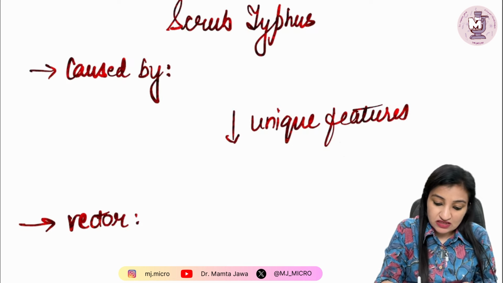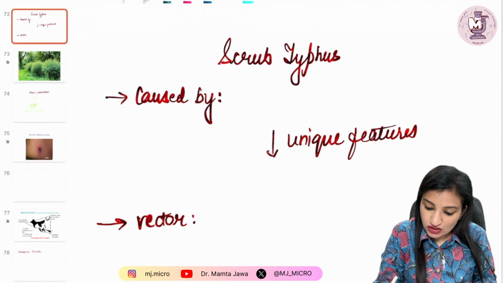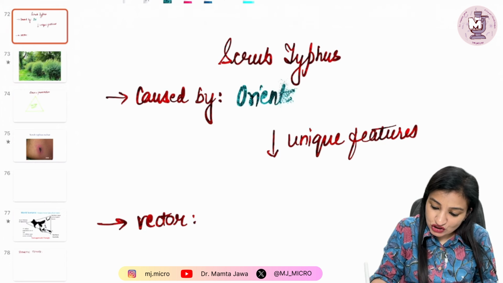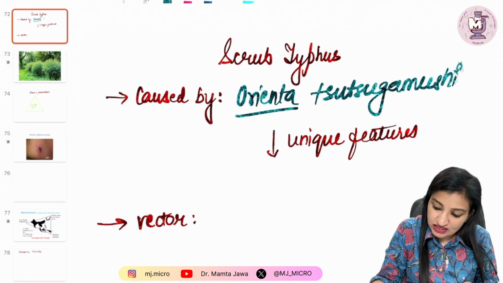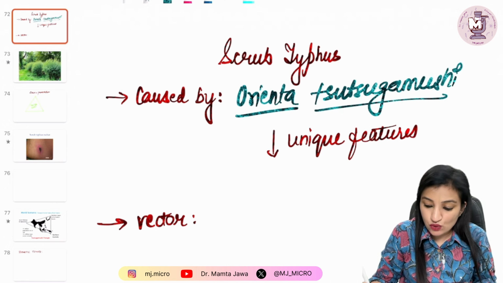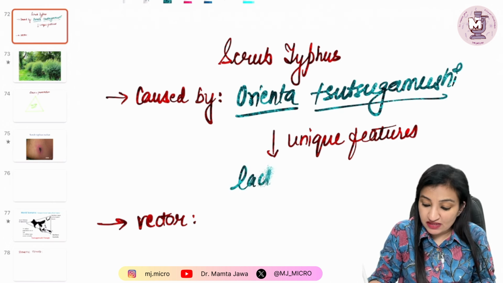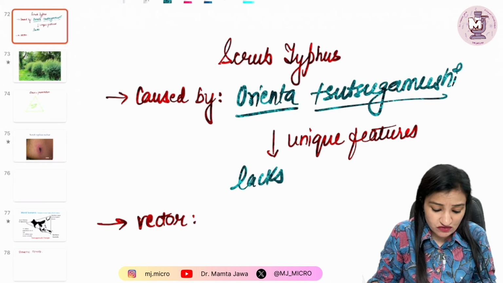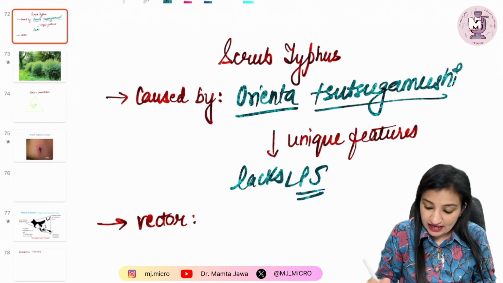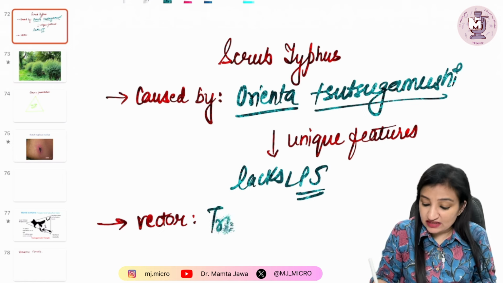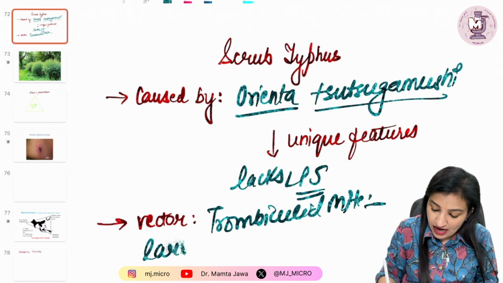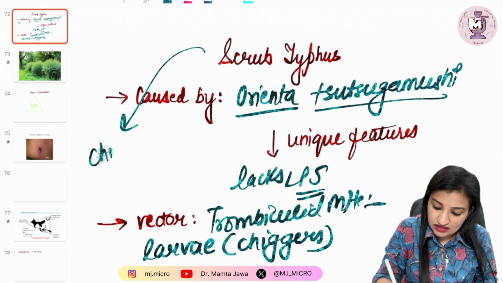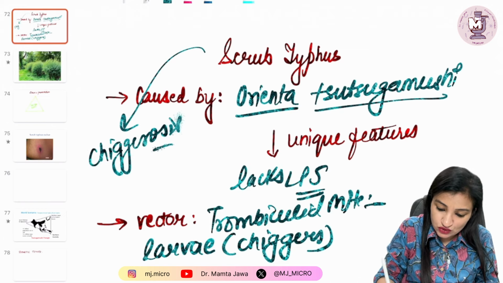Okay. So remember, scrub typhus is caused by Orientia tsutsugamushi. Now what is its unique feature? Previously it was clubbed with Rickettsia, but now it has been separated from Rickettsia because of the genetic analysis and also because of the fact that it lacks the lipopolysaccharide layer. And the vector is, as I said, the trombiculid mite, not the adults but its larvae, and the larvae are known as chiggers, and that is why scrub typhus disease is also known as chiggerosis. It is known as chiggerosis.